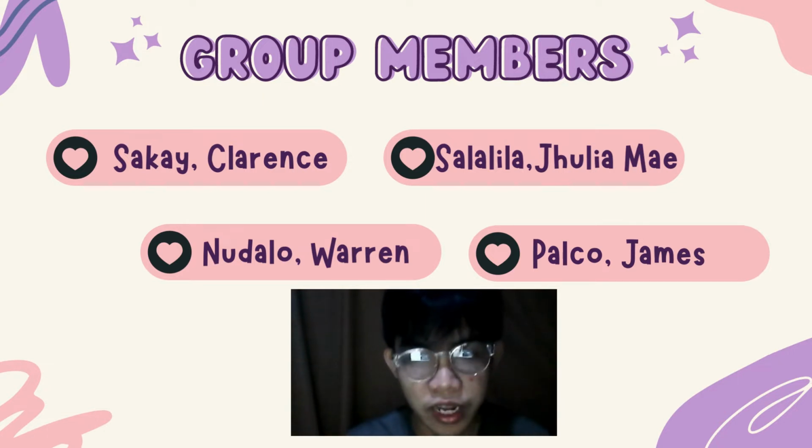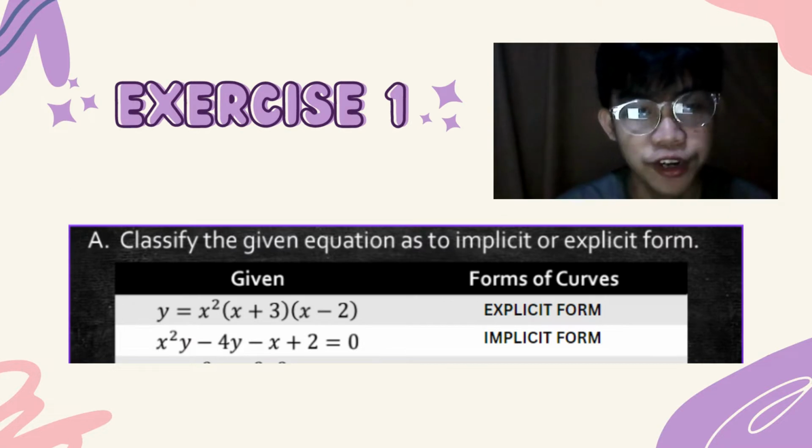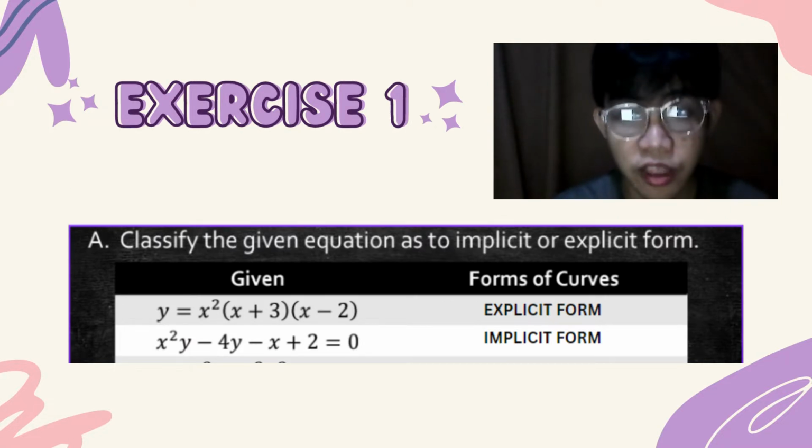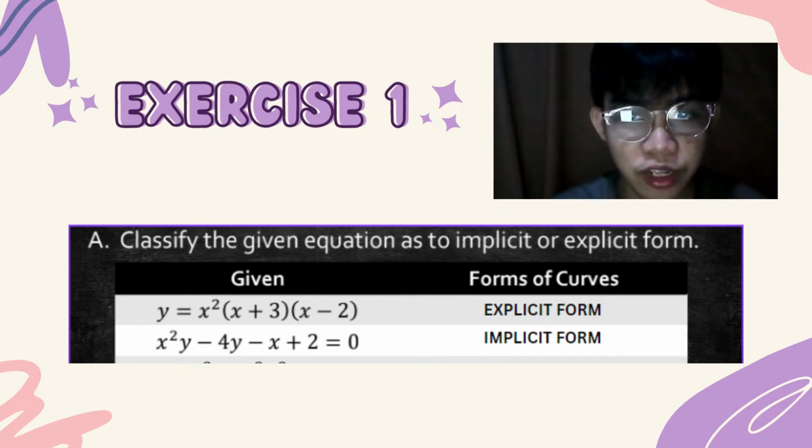So, we are here to discuss and answer the asynchronous task of Module 9, which is all about algebraic curves. For exercise number 1, it is divided into two tasks. The first is we are tasked to classify whether the given equation is implicit or explicit.